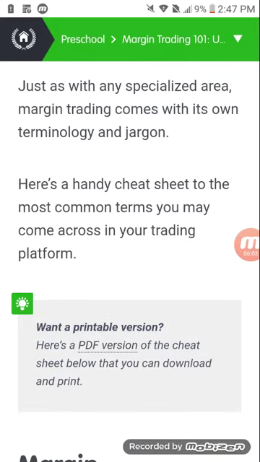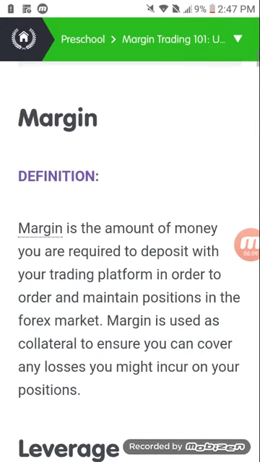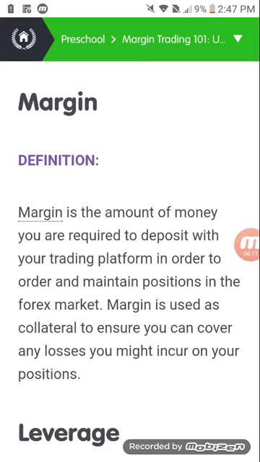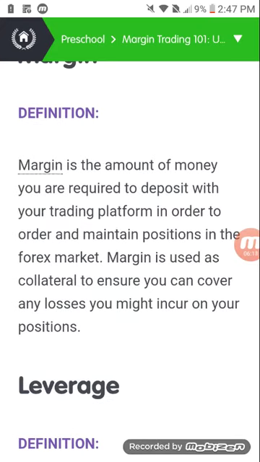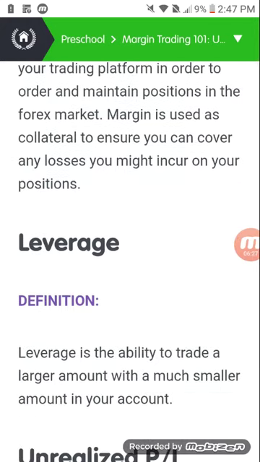Here are handy cheat sheets to the most common terms you may come across in trading platforms. Okay, margin. The definition of margin is the amount of money you are required to deposit with your trading platform in order to open and maintain a position in the forex market. Margin is used as collateral to ensure that you can cover any losses you might incur on your position.